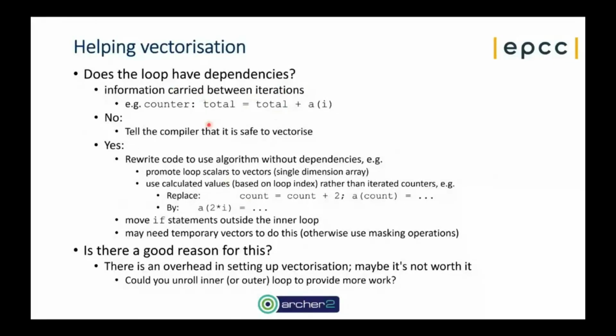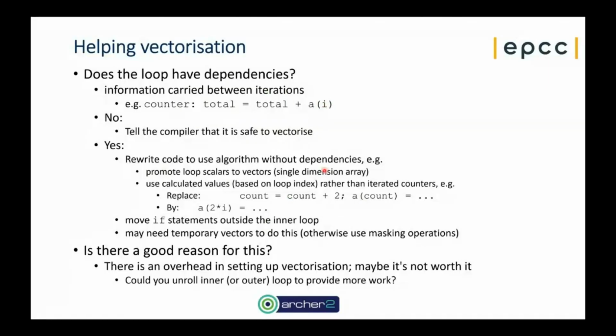Are there dependencies between iterations? This looks like a dependency here, so the compiler won't vectorize it. If you look at those optimization reports and it says couldn't vectorize this loop because there's a dependency, and you look at it and realize there is no dependency, it may look like there is one, but there isn't, you can tell the compiler that it's safe to vectorize that loop with some commands. If there is a dependency like this one here, you could re-engineer code to get out of it.